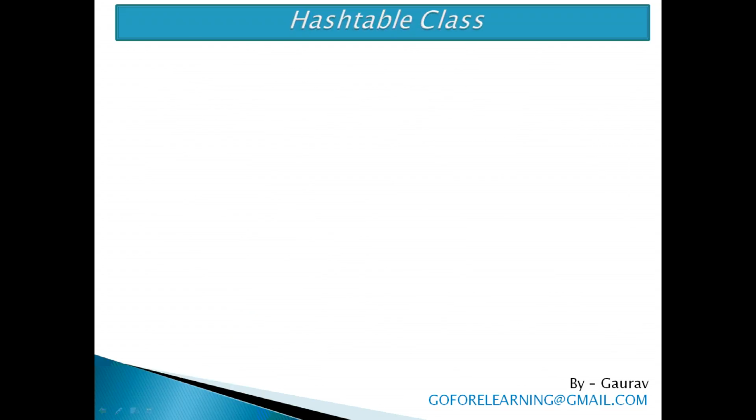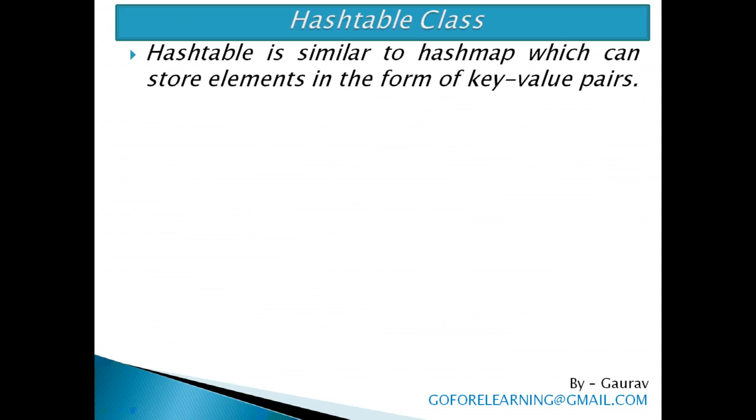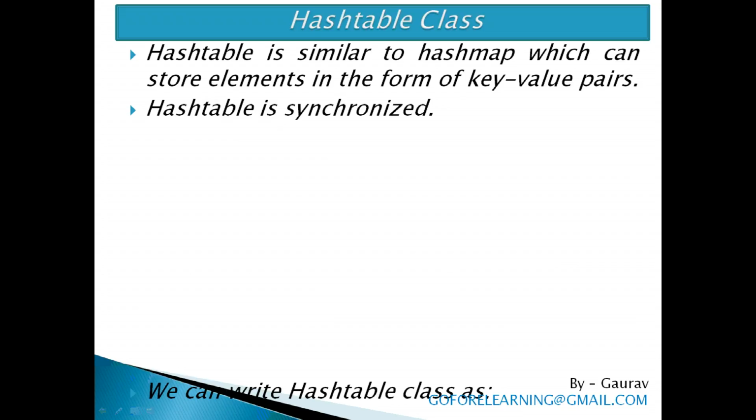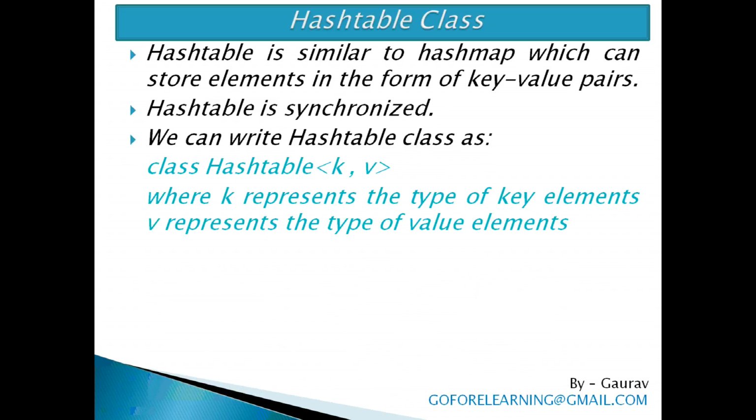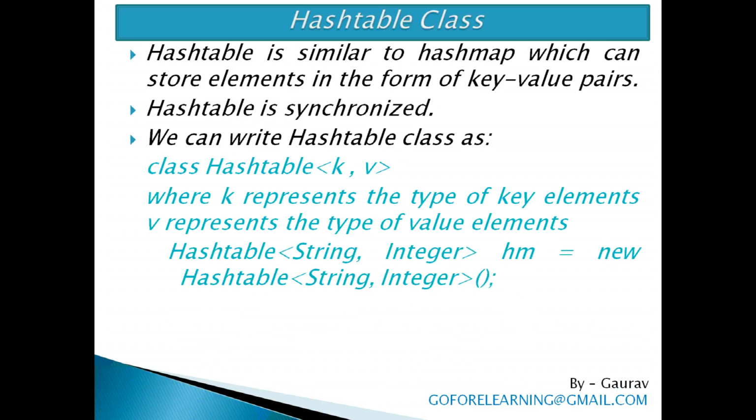Next is the Hashtable class. Hashtable is similar to HashMap, which can store elements in the form of key-value pairs, but Hashtable is synchronized. We can write the Hashtable class as class Hashtable<K,V>, where K represents the type of key elements and V represents the type of value elements. For example, Hashtable<String,Integer> hm = new Hashtable<String,Integer>().